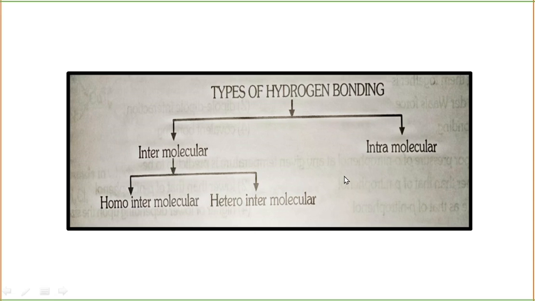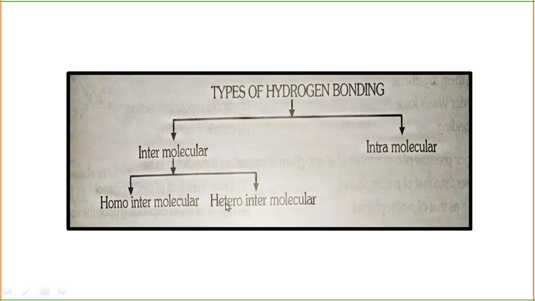Next, the types of hydrogen bonding. Basically, there are two types of hydrogen bonding. One is your intermolecular and second is intramolecular. Intermolecular is further classified into two types of bonding, number 1 is homo-intermolecular and number 2 is hetero-intermolecular.